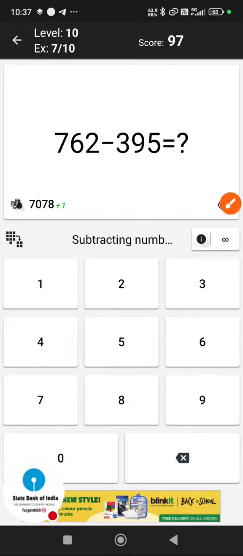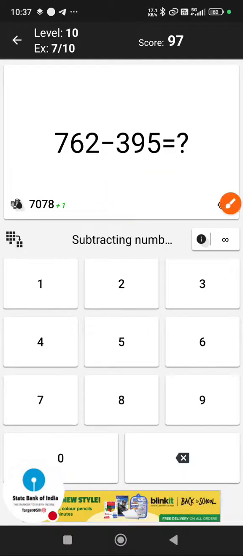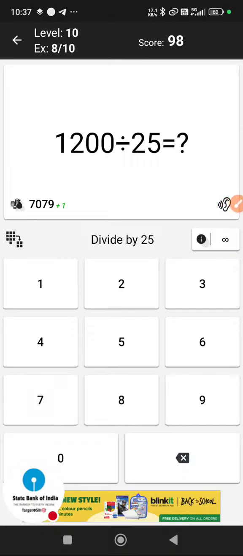Next one, here if we add 5, we reach 400, 400 and 300, which will be 4, here 5, 300, 62. So 367 is our answer. Double zeros divided by 25 means 4 times. 12 4 times will be 48.